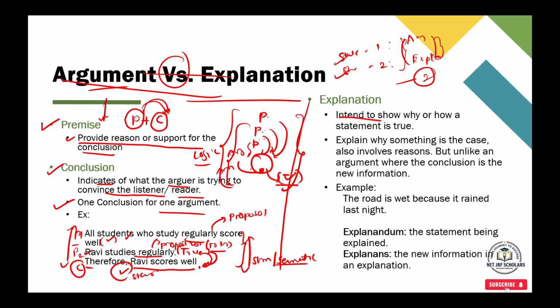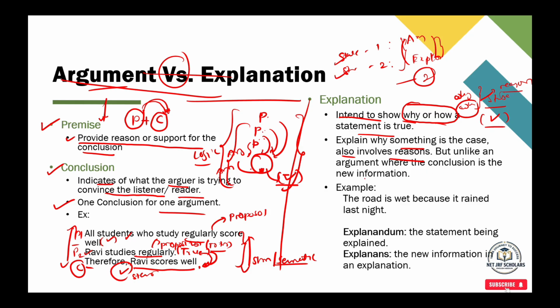Keep this in mind and study these two differences very properly. An explanation is intended to show why and how a statement is true. Here you need to focus on why and how. An explanation is intended to show why and how a particular statement made by the arguer is true. Explaining why something is the case also involves reasons. When I say why, it means you're also giving the reason, right?